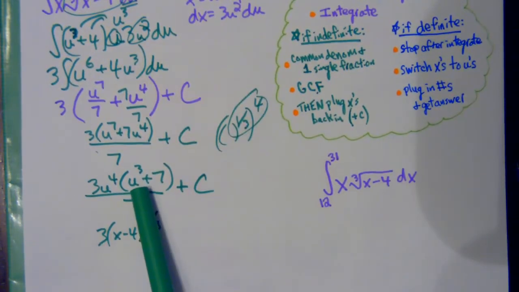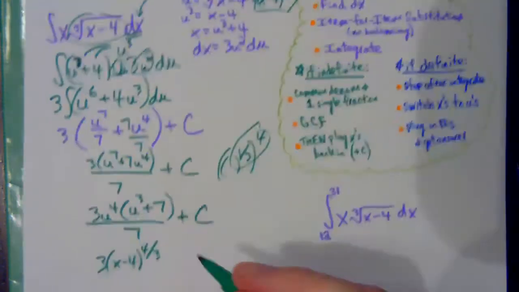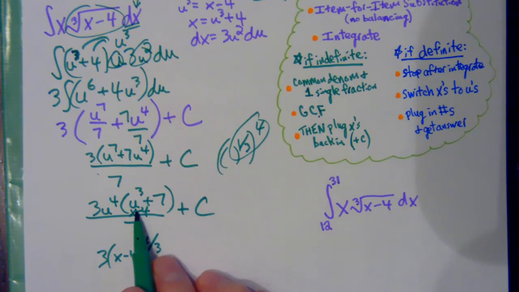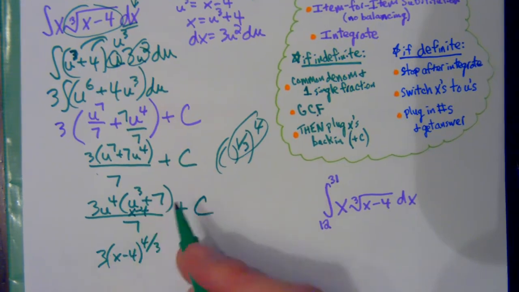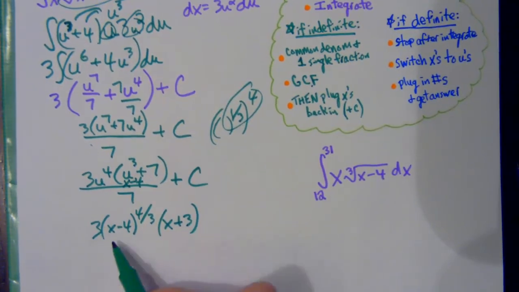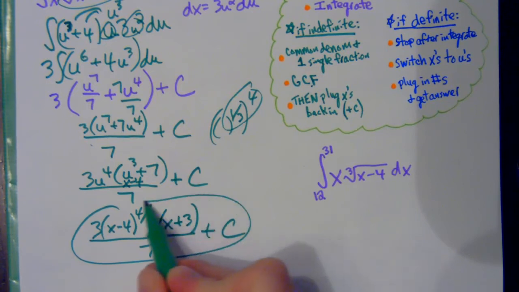So when I see a u cubed right there, u cubed is equivalent to x minus 4. So that u cubed is equal to x minus 4. If I plug that in place for the u cubed, I get x minus 4 plus that 7. That will give us x plus 3, and then you have it all over 7. You have your plus c, and then you're done.